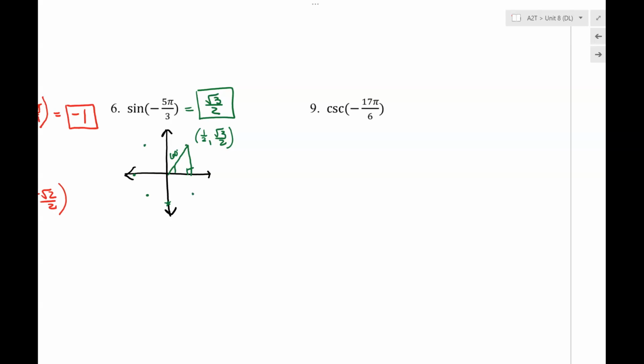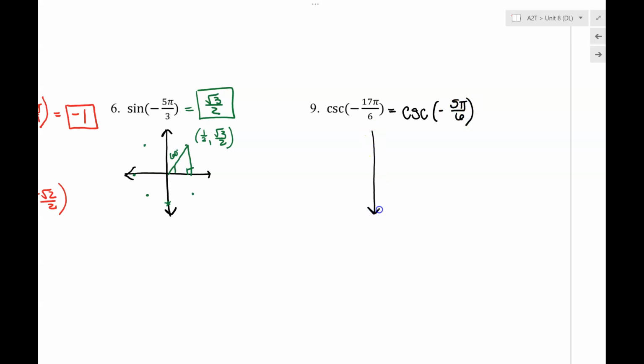Okay, denominator of 6. That means that our reference angle is 30. Good. So if my denominator is 6, a full rotation has to be 12 pi over 6. That's 2 pi. So I'm going to take away a 12. So we get the cosecant of negative 5 pi over 6.